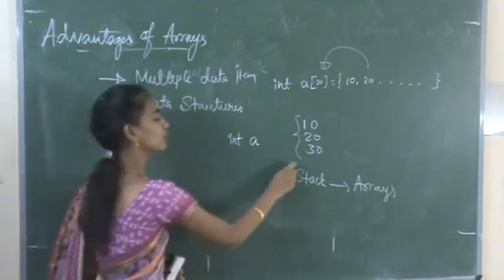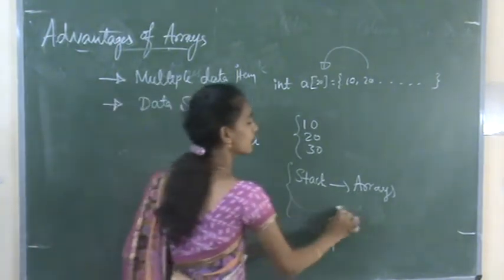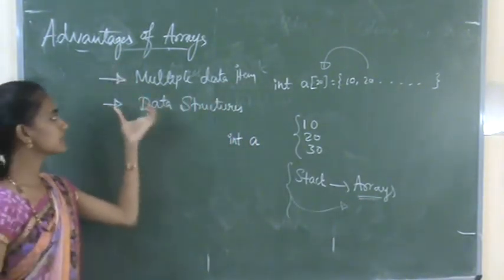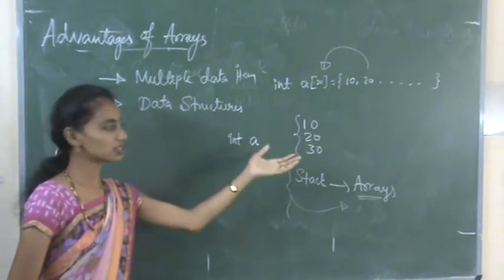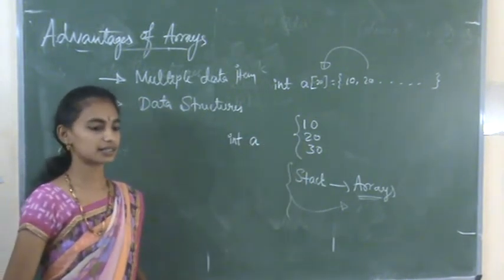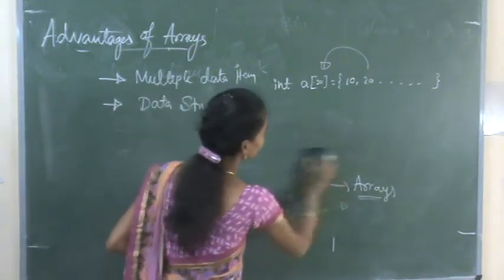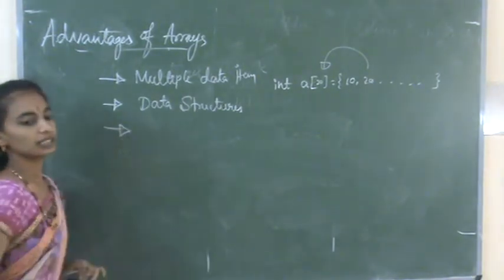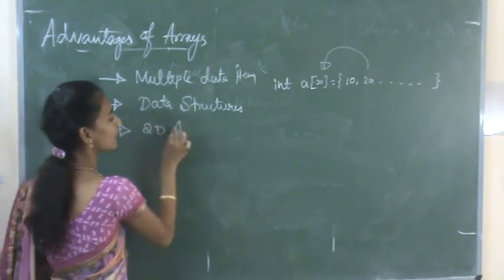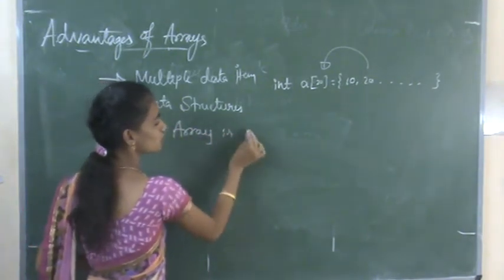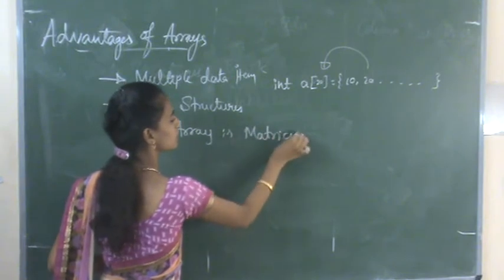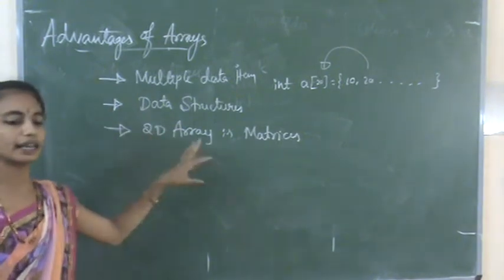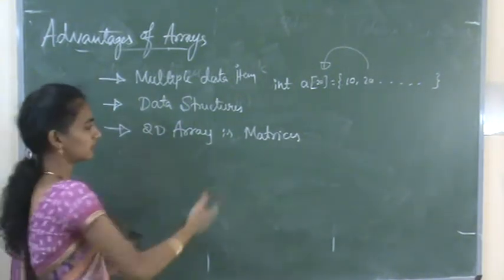Like that we have different data structures, and those data structures are implemented with the help of an array. Arrays are used to implement other data structures like stacks, queues, linked lists, etc. That is the second advantage of an array. The next advantage is that we know a two-dimensional, or 2D, array is used to represent a matrix, right? This is the third advantage. So a 2D array is used to represent matrices.